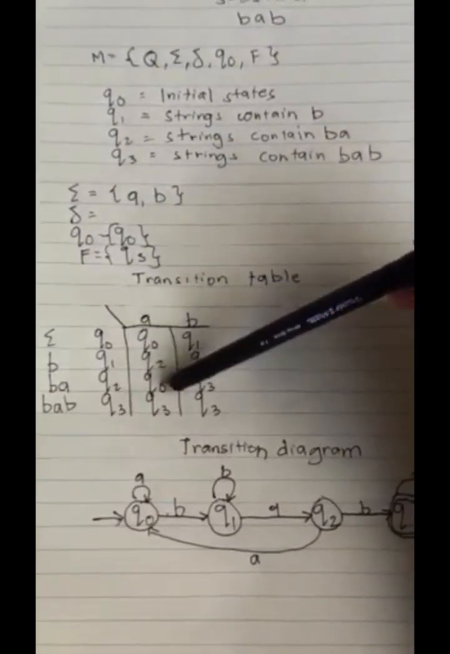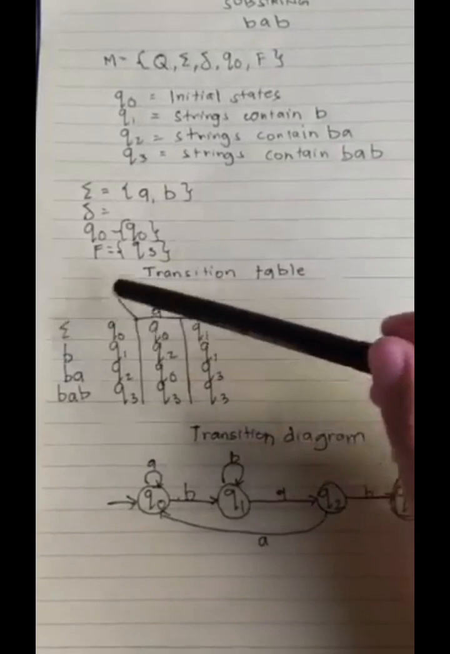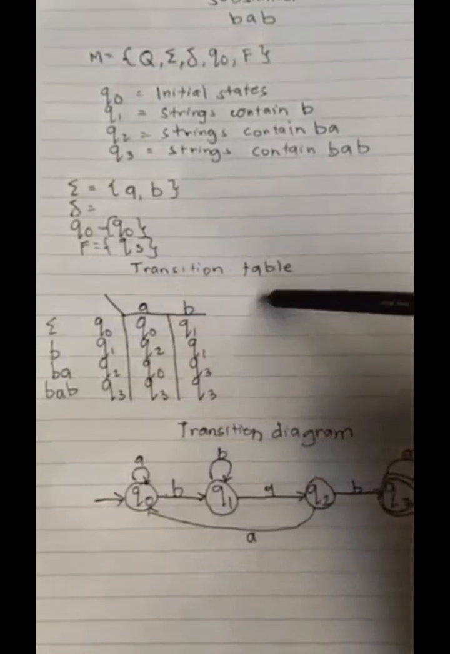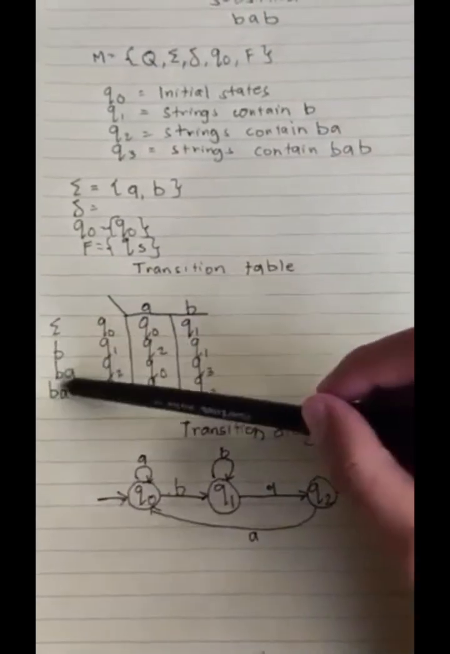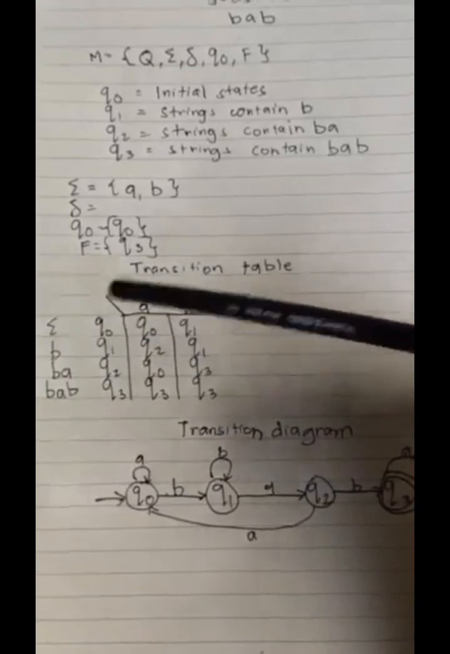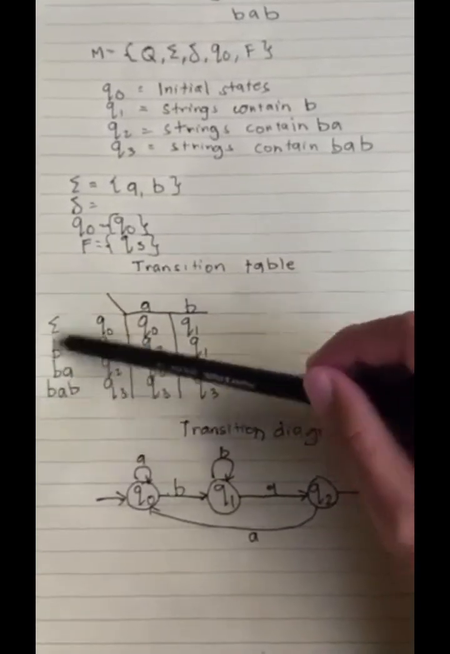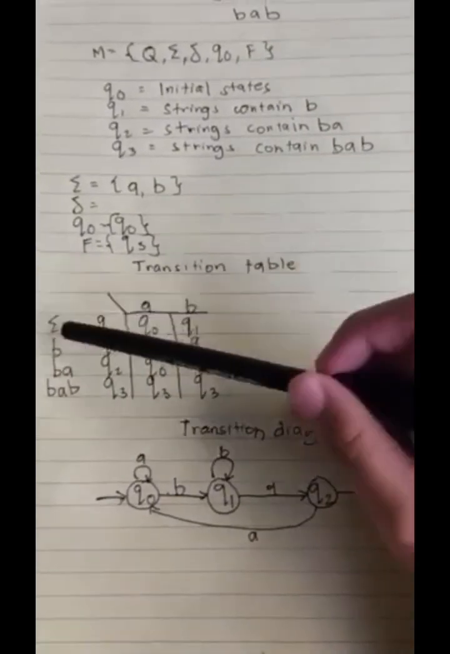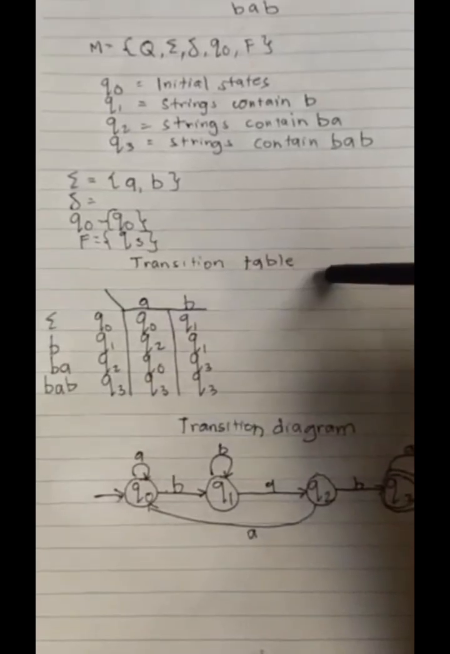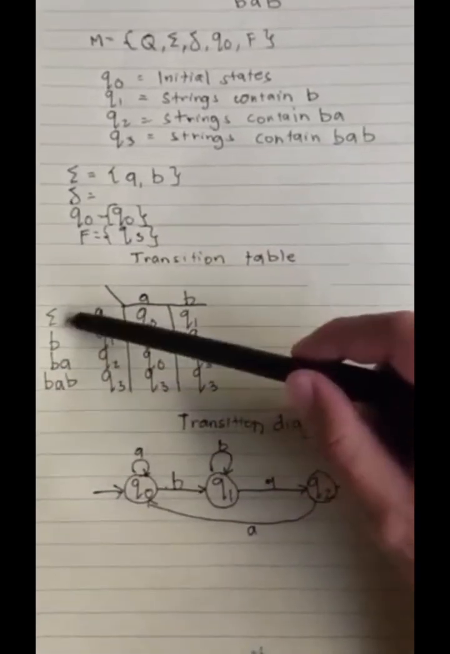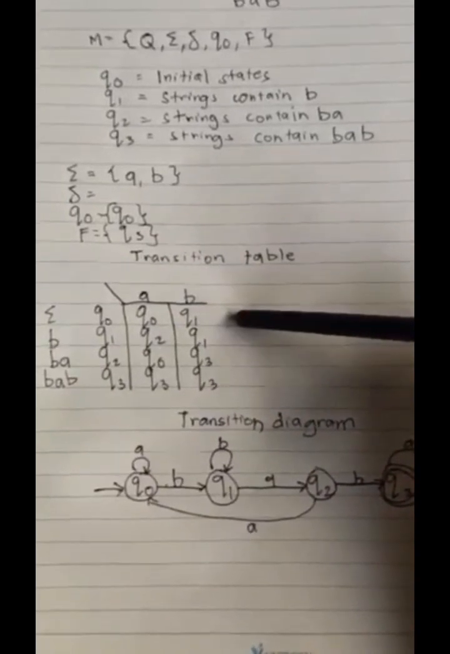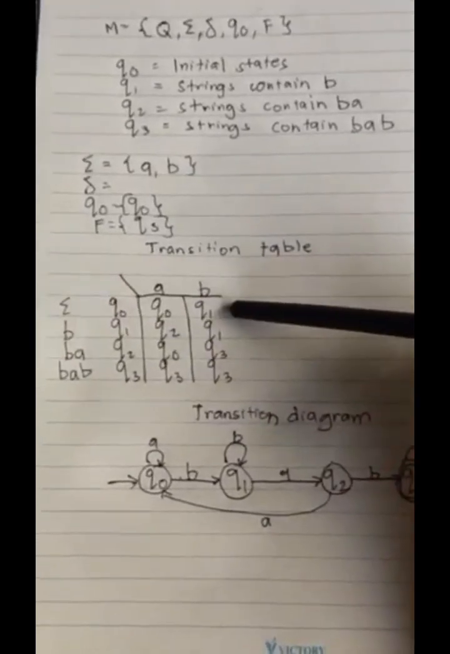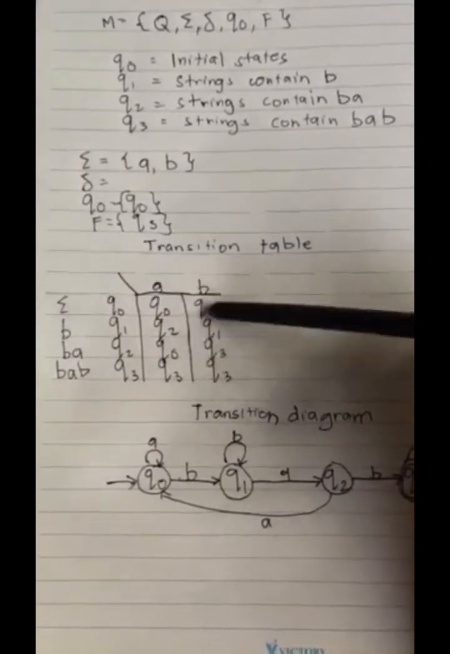How to get this? All you need to do is to cancel these two simultaneously. For example, sigma A. Do I find sigma A here? No. So I cancel sigma. Do I find A here? No. So I cancel A. That's why we put Q0 here. Sigma B. Do I find sigma B here? No. So I cancel sigma. Do I find B here? Yes, Q1. So I put Q1 here. And so on and so forth for the rest.